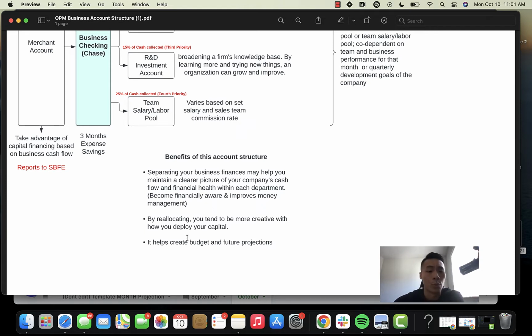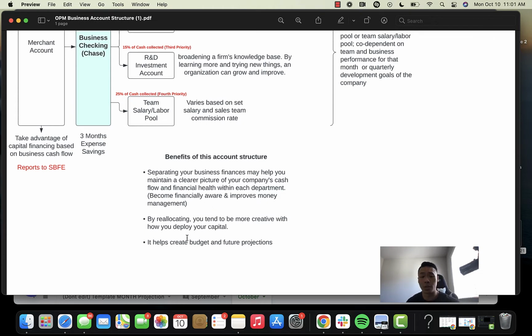Number two is by reallocating, you tend to be more creative with how you deploy your capital. So at the same time too, you don't want to overspend within a different department if you're not seeing the return. And if you are, you just want to be aware of the generated return, and whether it matches the previous data that's been coming in in the past, right?